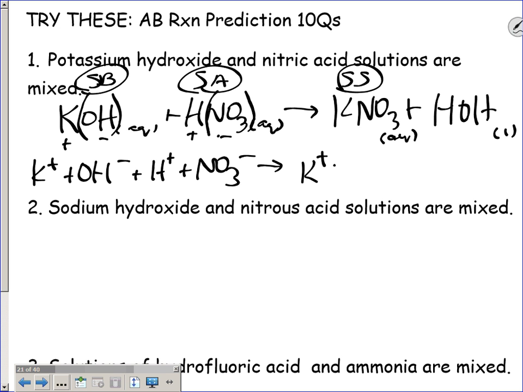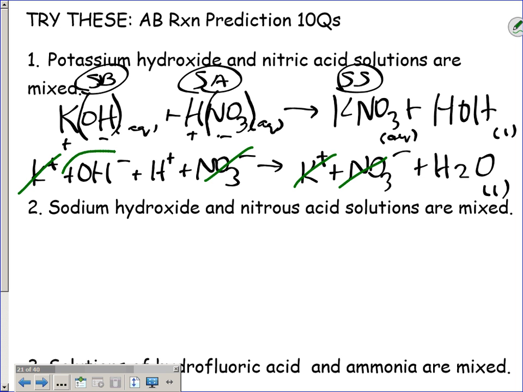So this is the K+, and then this will be nitrate. Water stays as it is, H2O liquid. What's the only thing left after spectator ions are eliminated here? Right, so the spectators go away, K plus and nitrate. You have hydroxide and hydronium essentially, and water being your final product.